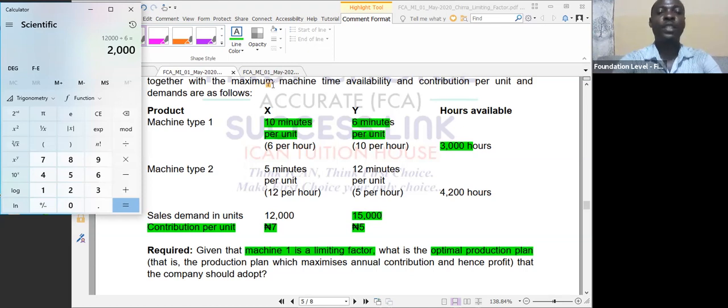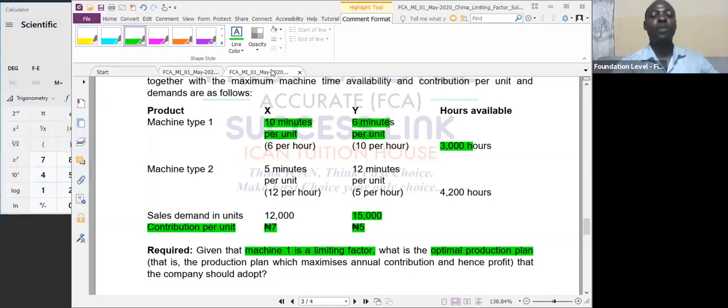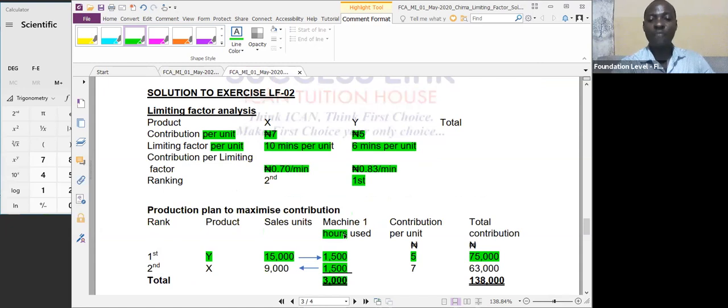And of course, this is the limiting factor, we can't produce everything. Can you see that we have only 1,500 available? That means there will be a shortage of 500 hours, which we saw when we did question 1. 500 hours will be short. So we cannot do everything for product X. We need to limit it. So let's limit it to the remaining 1,500 and not the whole 2,000.